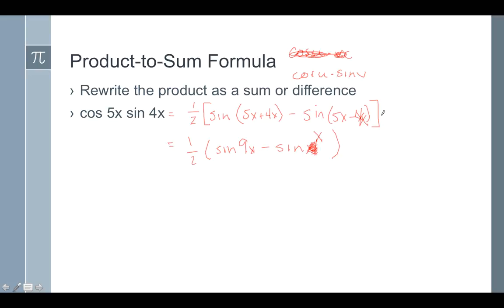And that's actually it. We could distribute the half if we really wanted to, but there you go. That's the entire process here for the product to sum formula. It's not a very hard one, but it's kind of a handy one every once in a while.